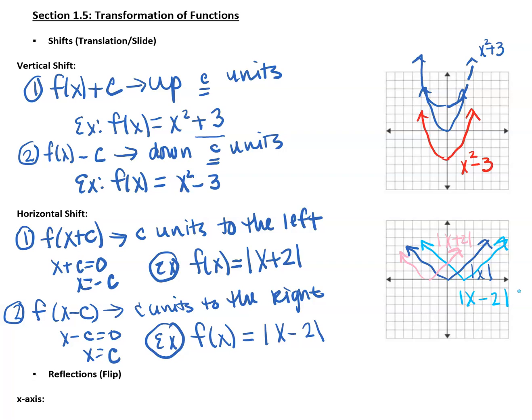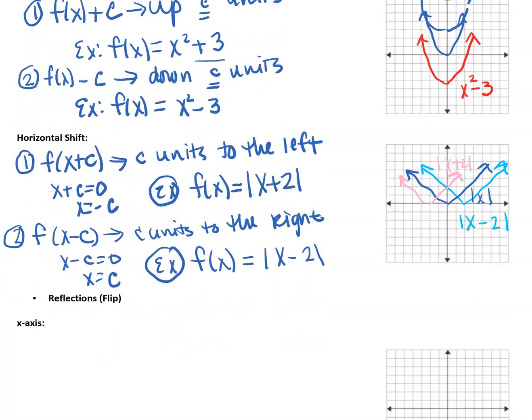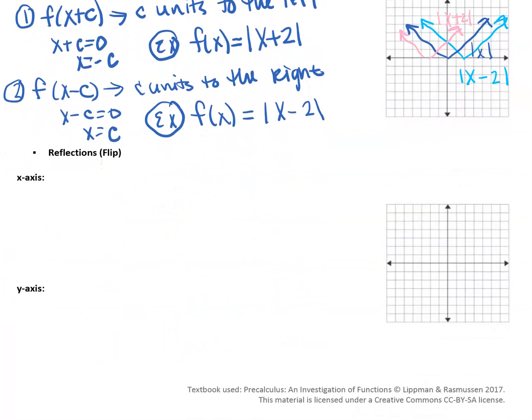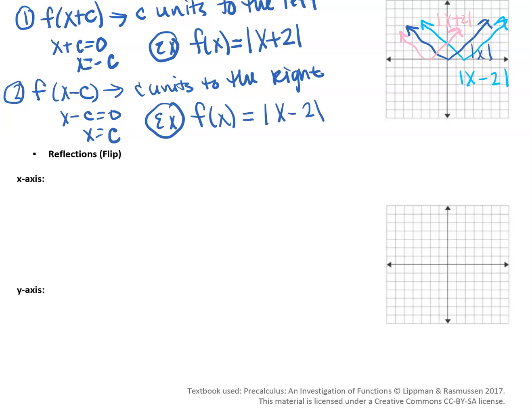So we're now able to move our parent functions up, down, left, and right. Let's move on to the next transformation, and that is a reflection. Now we're going to have two different reflections. We're going to have a reflection of the x-axis and a reflection of the y-axis. And just like your shifts, it's all about the placement.